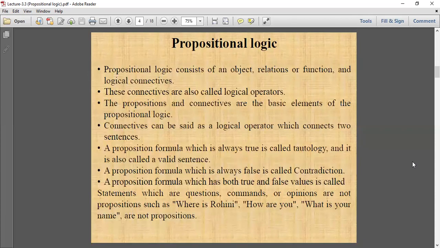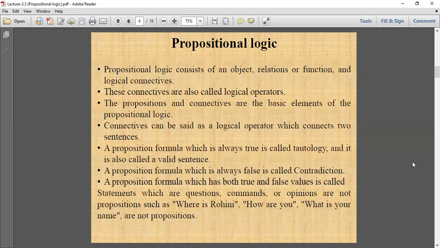Propositional logic consists of an object, a relation or function, and logical connectives. These connectives are also called logic operators. The propositions and connectives are the basic elements of propositional logic. Connectives can be said as a logical operator which connects two sentences.